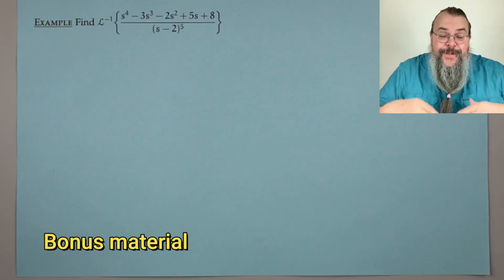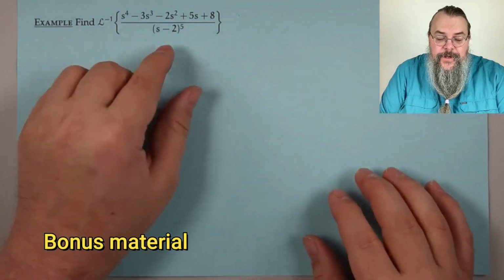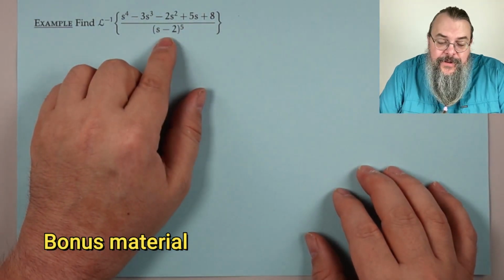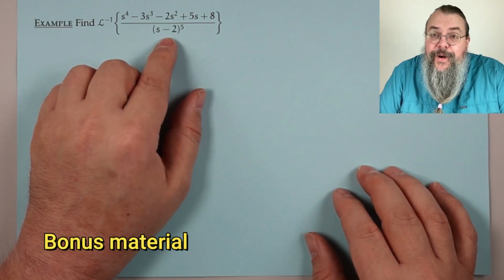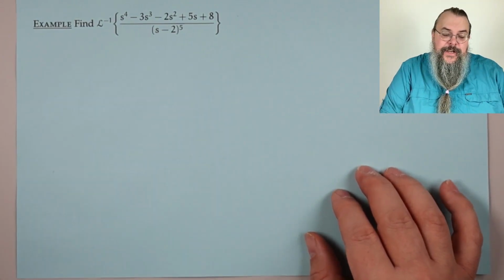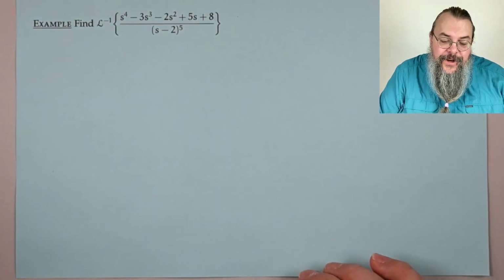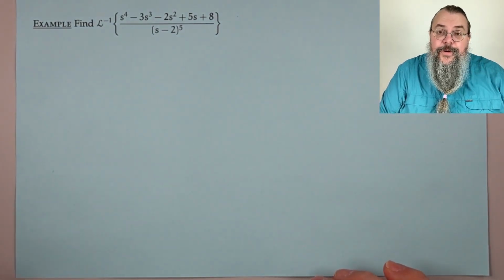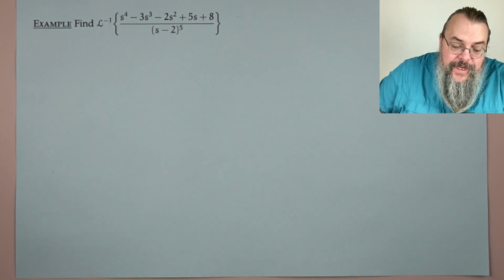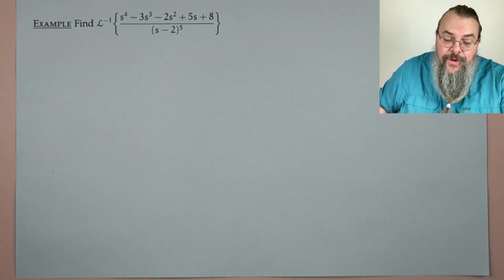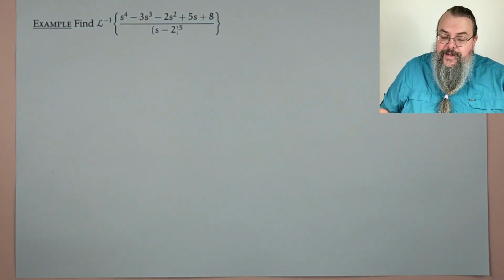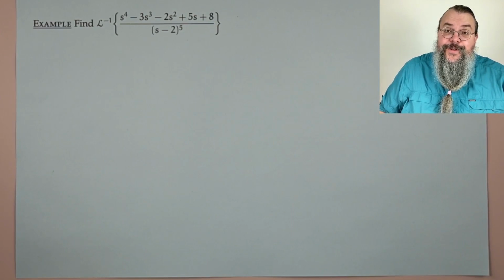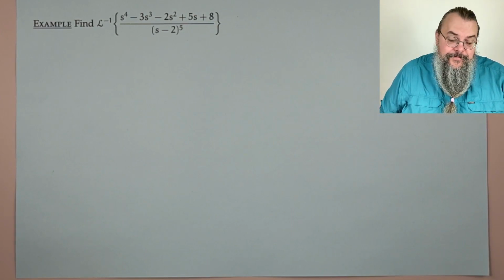So I want to show you something that's fun that you can do when you're downstairs. It looks like s minus something to a power, and it's a wonderful shortcut. Find the inverse Laplace of s to the fourth minus 3s cubed minus 2s squared plus 5s plus 8, all over s minus 2 to the power 5.